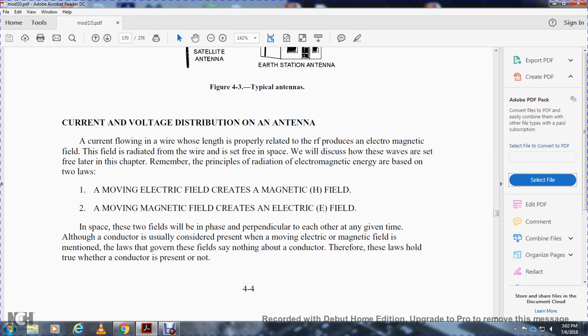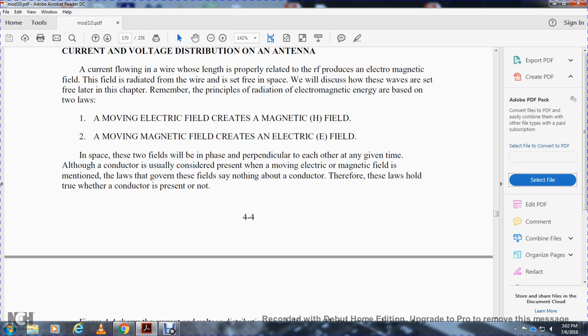Remember, the principles of radiation of electromagnetic energy are based on two laws: the moving electric field creates a magnetic field, and the moving magnetic field creates an electric field. In space, the two fields will be in phase and perpendicular to each other at any given time. Although a conductor is usually considered to be present, the laws governing these fields say nothing about the conductor. Therefore, the law holds true whether the conductor is present or not.